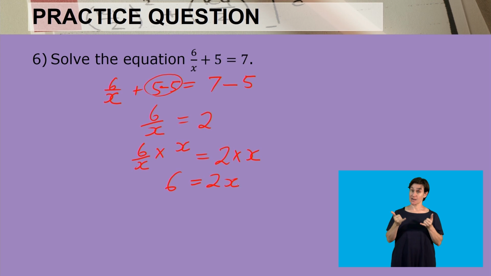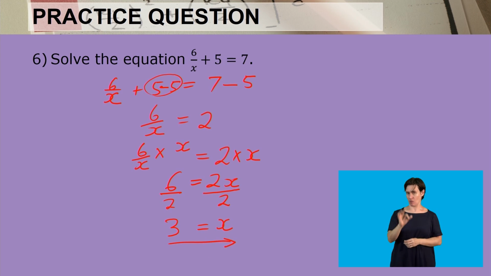And now we need a multiplicative inverse of 2, which will be a half, and so it would be divided by 2 on both sides, and 2 divided by 2 would give us 1. 1 multiplied by x is x, and then 6 divided by 2 is 3. So our value of x is 3.